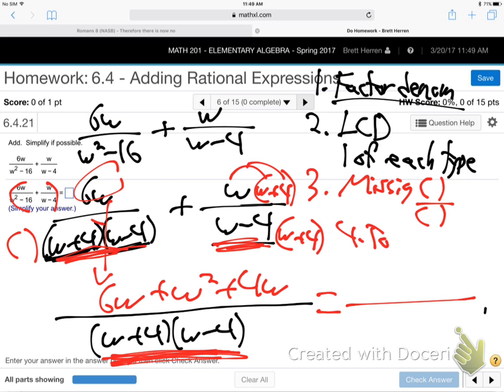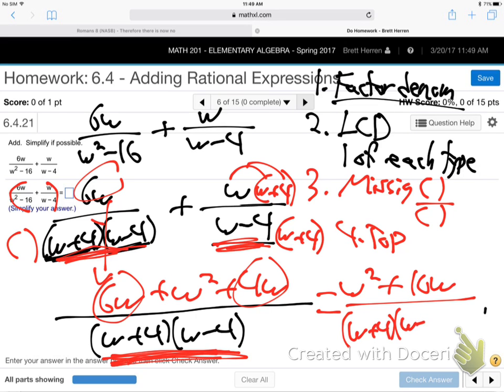So step four is the top. Add the 6W and 4W. So keep the W squared, and 6W and 4W is 10W. Is that good? Just add the 6 and 4. And it's not W squared, is it? Because when you add, you don't add powers. You just add the numbers in the front. The bottom, of course, hasn't changed, never will. It's good to put it in the front, though it's technically okay to put it in the back.